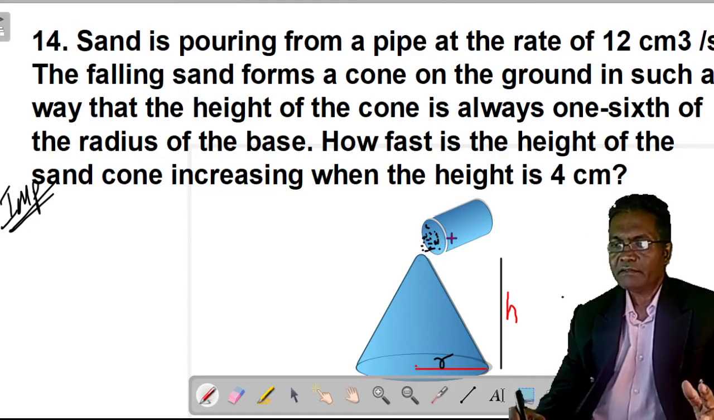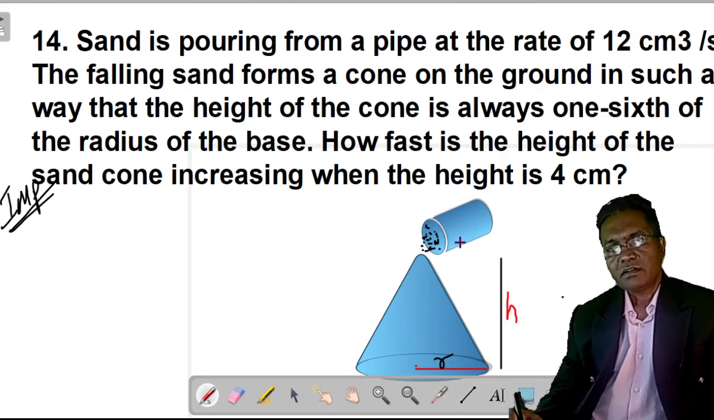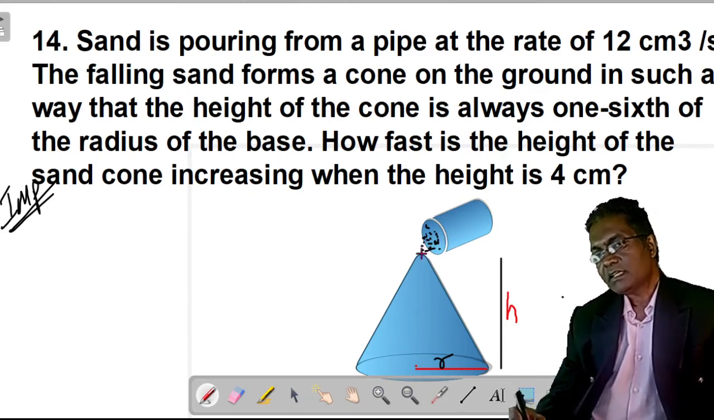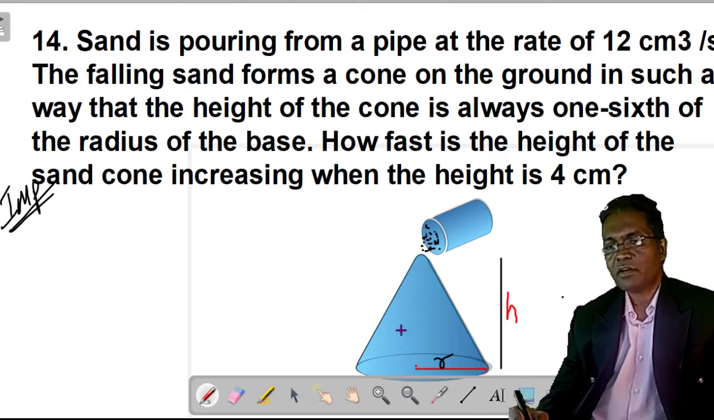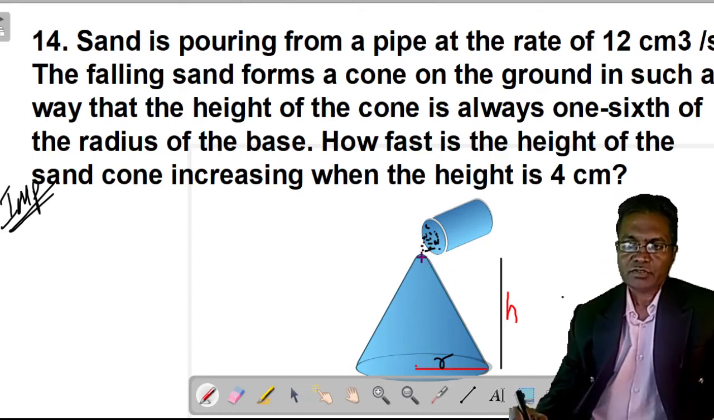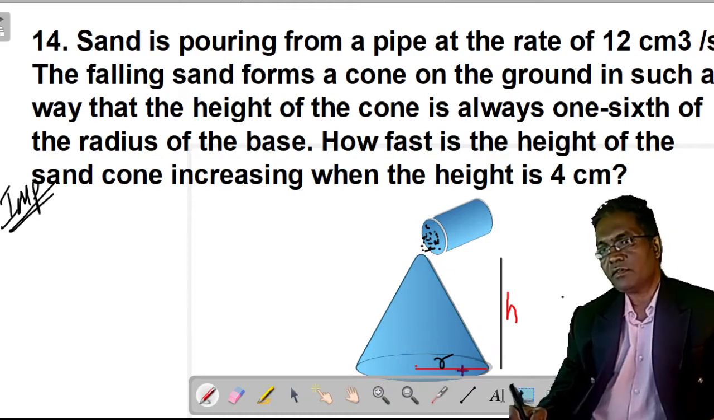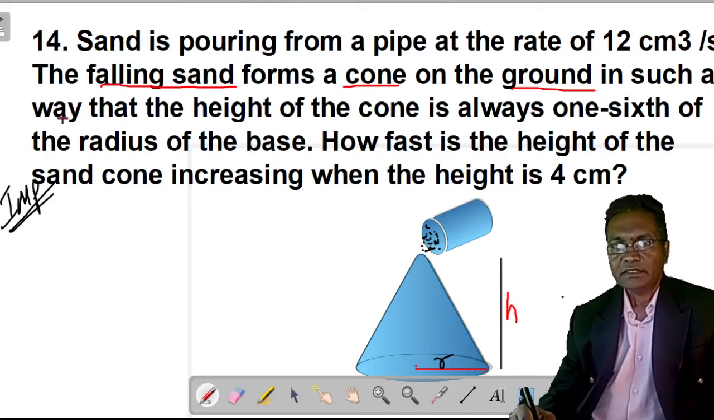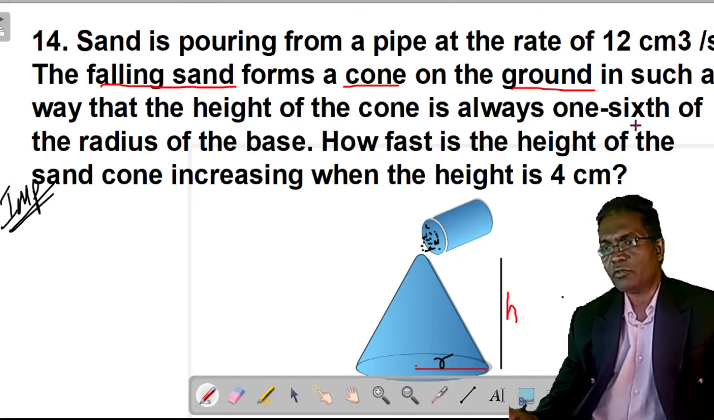You know that when the sand falls from the pipe, in what shape does it fall? In the form of a cone. So the falling sand forms a cone on the ground, in such a way that the height of the cone is always 1/6 of the radius of the base.